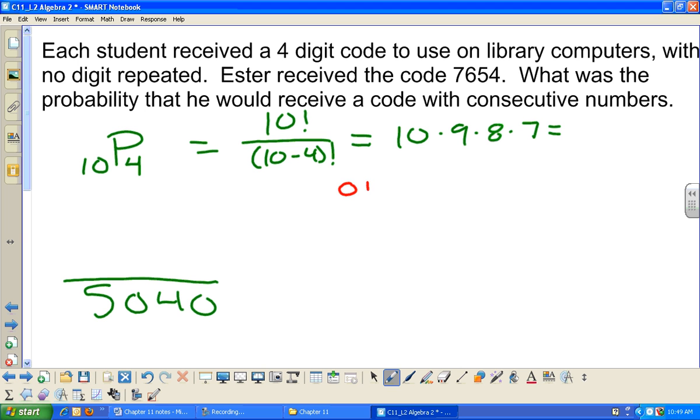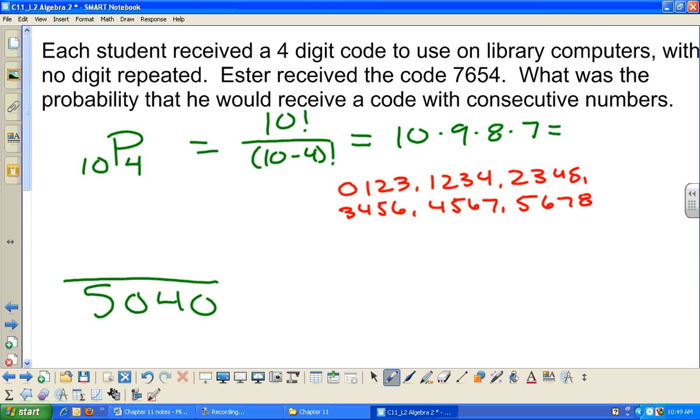I can have 0, 1, 2, 3, 1, 2, 3, 4, 2, 3, 4, 5, 3, 4, 5, 6, 4, 5, 6, 7. So here I have 7 different outcomes.